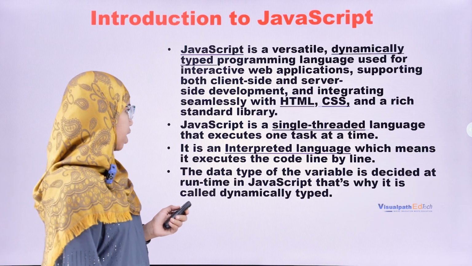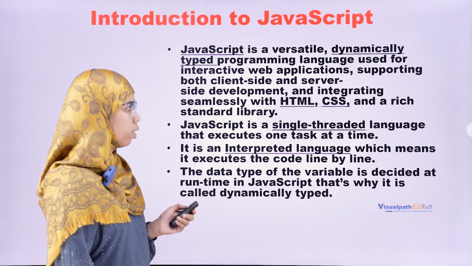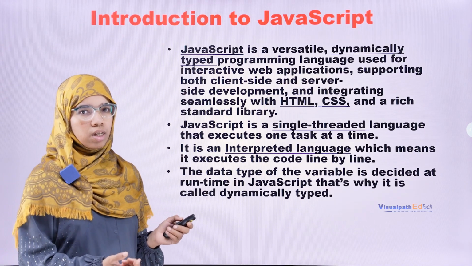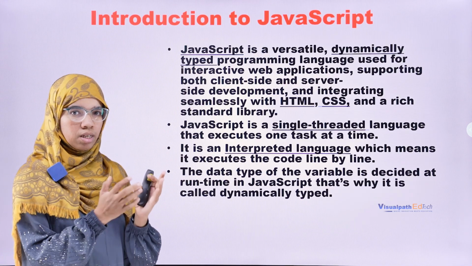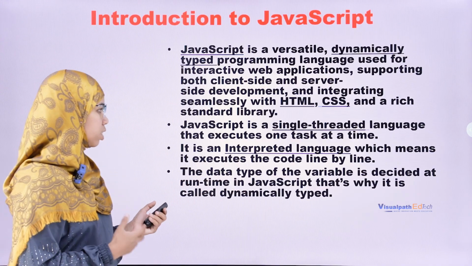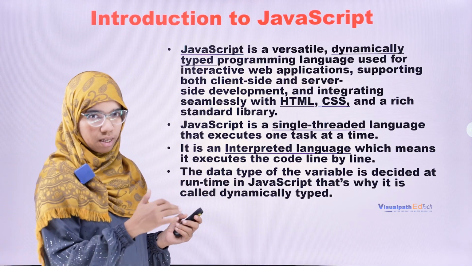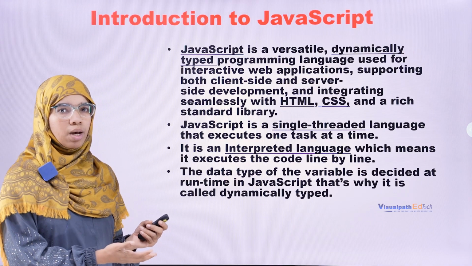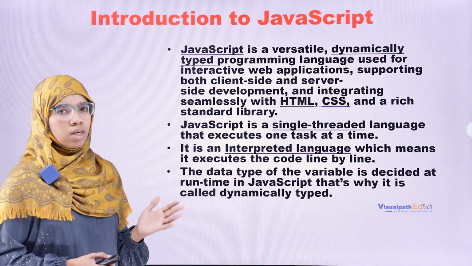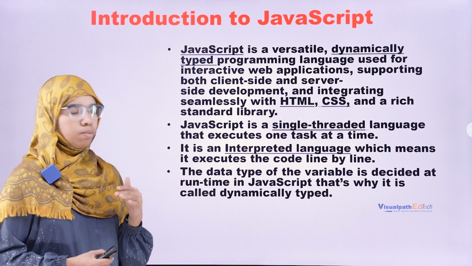JavaScript is a single thread language that executes one task at a time. So you see that here it is also a single thread language where at a time a single task will be executed. It is an interpreted language, which means it executes the code line by line. Interpreted language like your C programming, C++ and all. So it's like that only. It will be executing the code line by line.